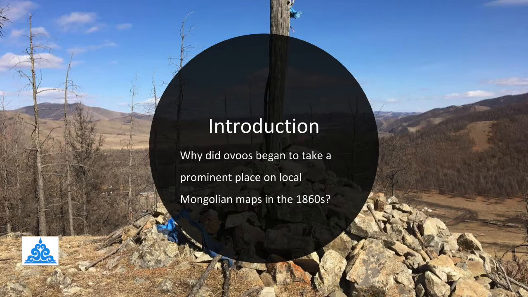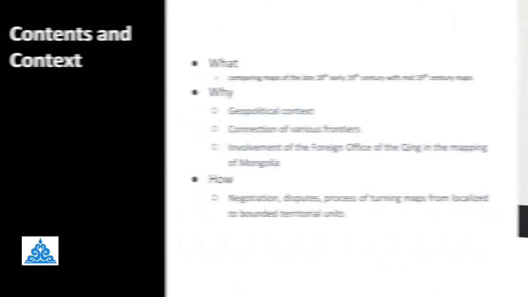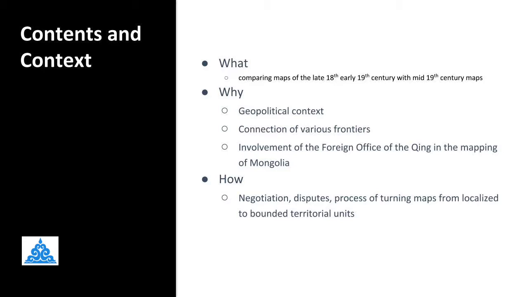So first, I will document and explain a shift in the cartographic representation and creation of Ovoos by comparing maps of the late 18th and early 19th century with mid-19th century maps. Second, I'll try to explain why this shift happened. And third, I will illustrate how the mapping and setting of Ovoos were carried out on the ground and focus on the type of negotiation, disputes, and conflicts that arose.